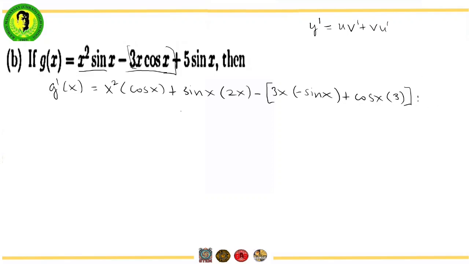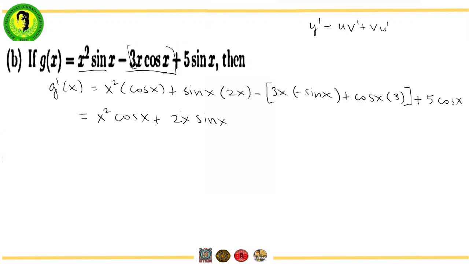So let's proceed to the last term. 5 sine x. The derivative is 5 times the derivative of sine x, which is cosine x. Okay, so let's simplify further. x squared times cosine x is x squared cosine x. Then 2x times sine x is 2x sine x.